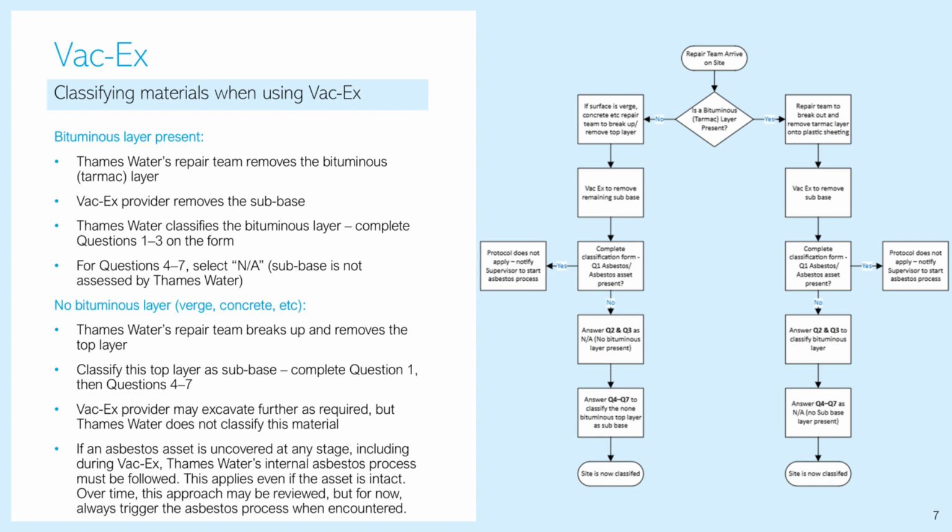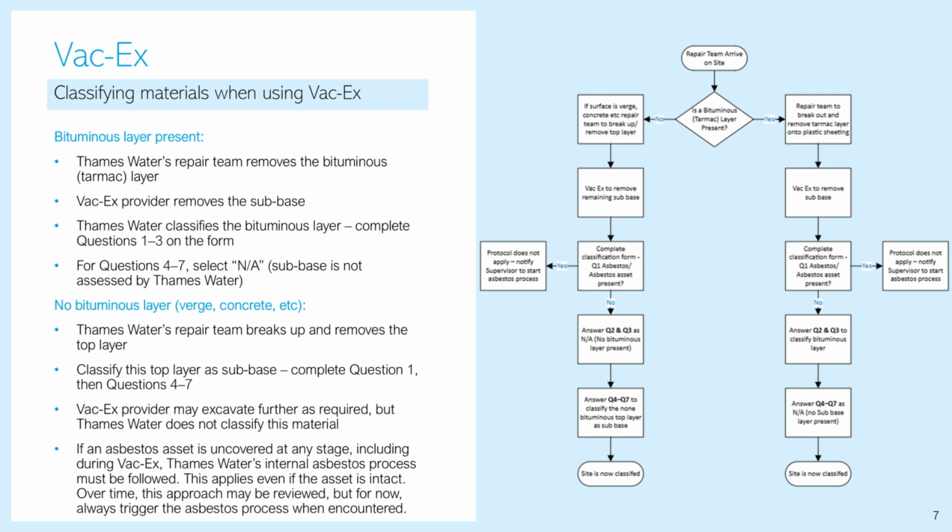If there is a bituminous layer, our repair team removes it first. This layer must go onto plastic sheeting. The Vac Ex provider will then remove the subbase. Thames Water is responsible for classifying the bituminous layer only. That means answering question 1 for asbestos, then questions 2 and 3 for the bituminous classification. For questions 4 to 7, select NA because the subbase is not assessed by Thames Water.